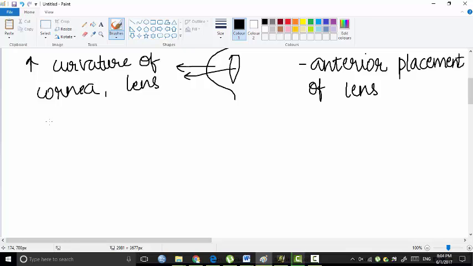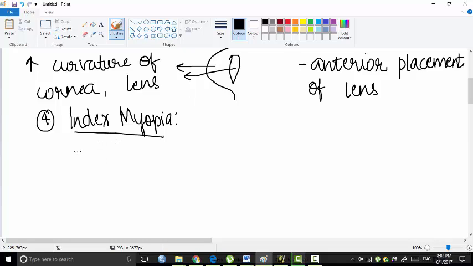And the fourth type includes index myopia. So what does index myopia include? Index myopia includes increase in refractive index. So the refractive index of the lens increases in index myopia, right? In index myopia, there is increase in refractive index of lens.